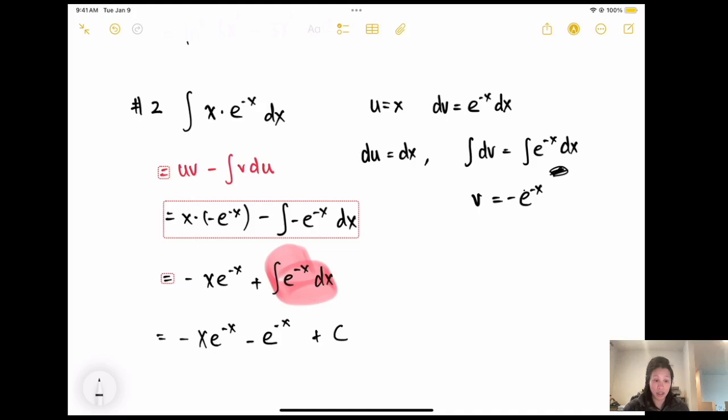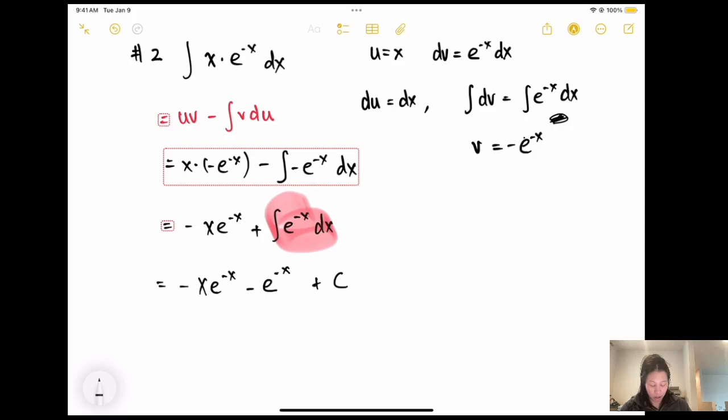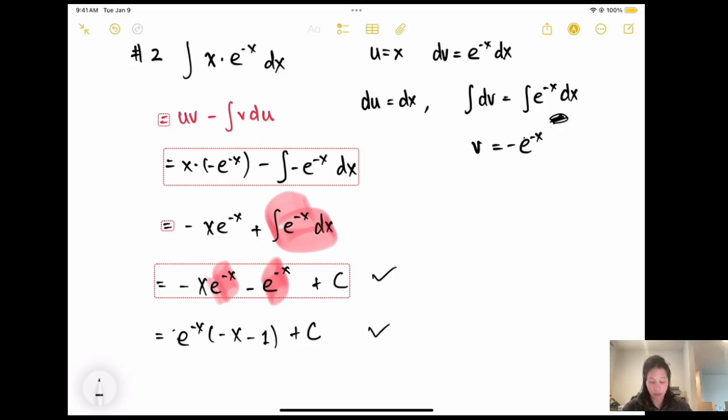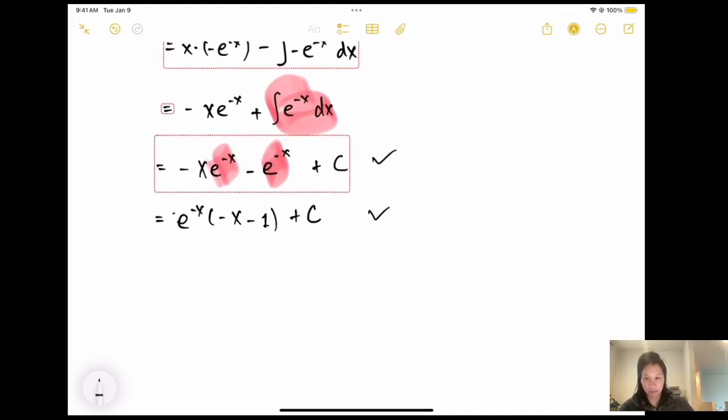So here's the answer, but you can also simplify it because they both have a common factor e to the negative x. So you can also pull this out. Then you have e to the negative x times negative x minus 1, and then plus c. Either one is considered correct for number 2. All right. Now, next one, number 3.